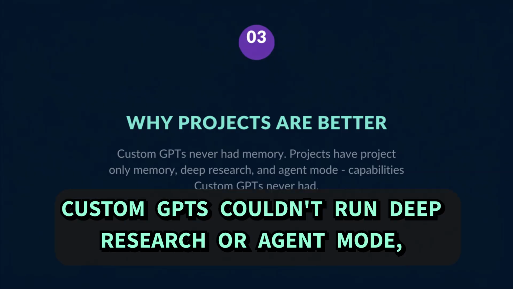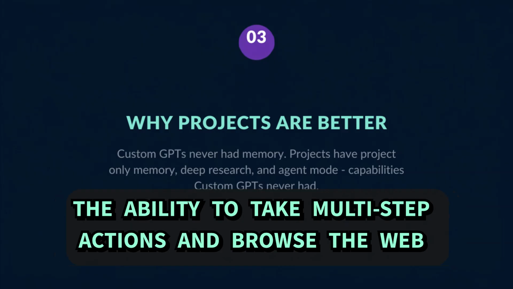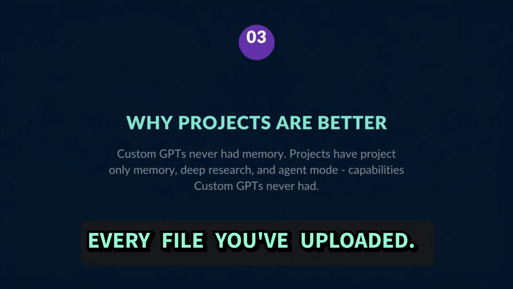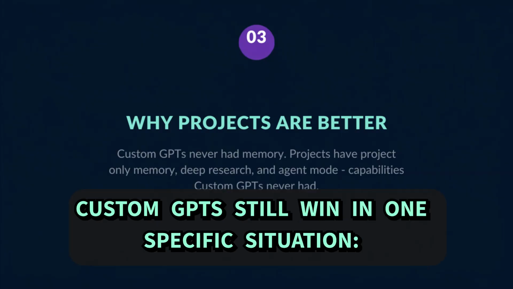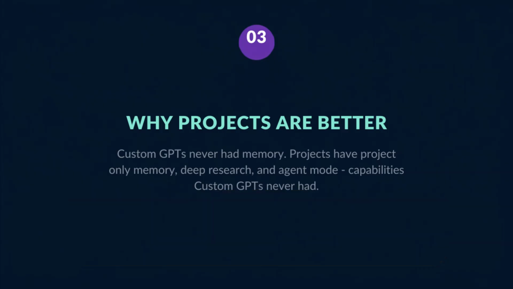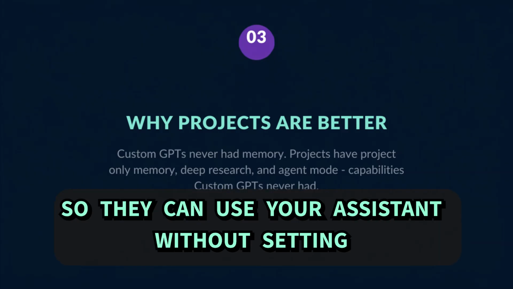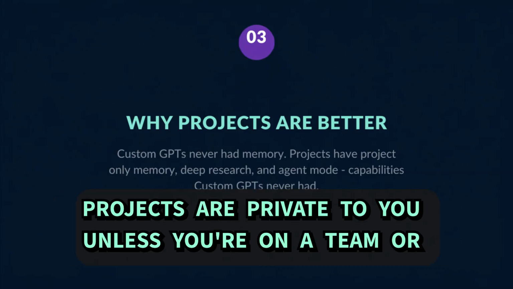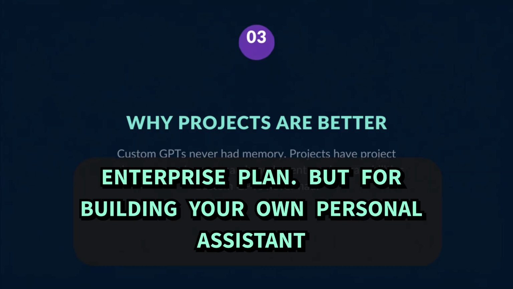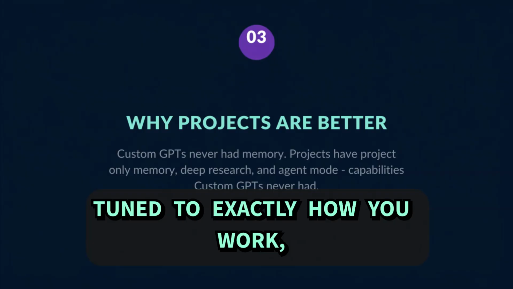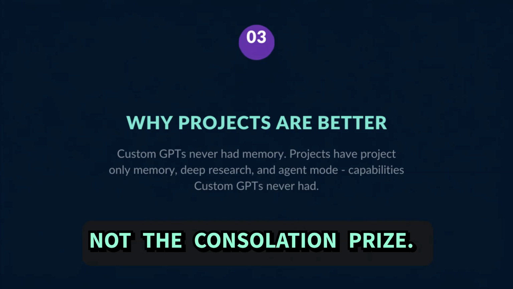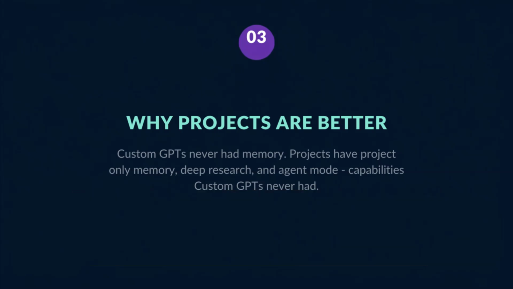Custom GPTs couldn't run deep research or agent mode, the ability to take multi-step actions and browse the web autonomously. Projects can do both, with full context from every file you've uploaded. To be fair, custom GPTs still win in one specific situation. If you need to share a single link with other people so they can use your assistant without setting anything up themselves. Projects are private to you unless you're on a team or enterprise plan. But for building your own personal assistant, tuned to exactly how you work, projects are the better tool right now, not the consolation prize. Let me show you exactly how to set this up, start to finish.